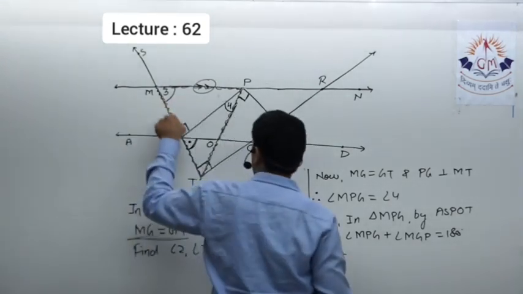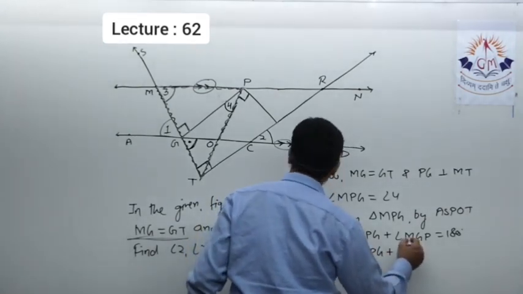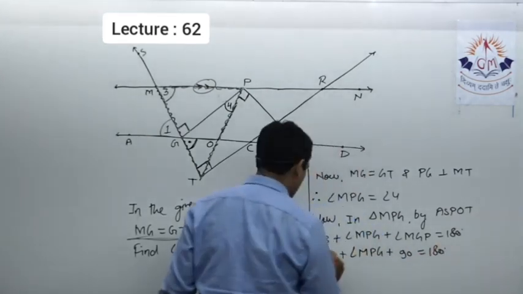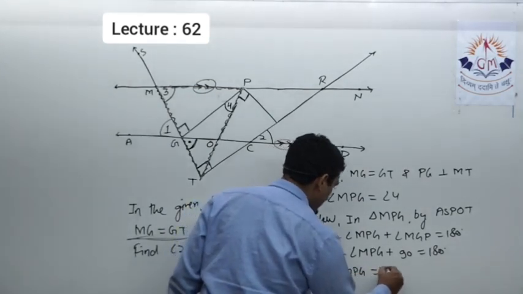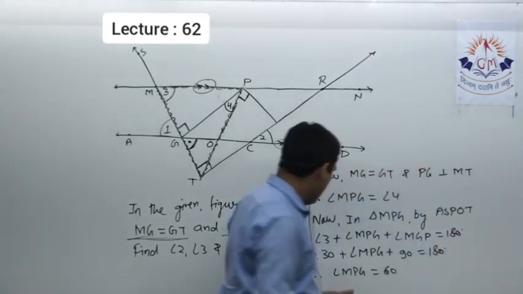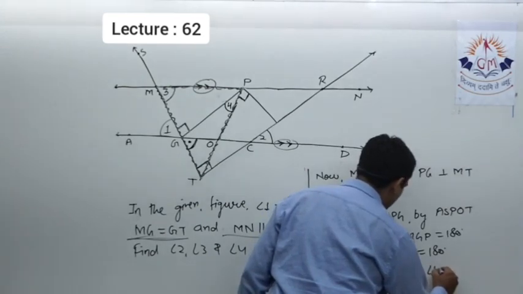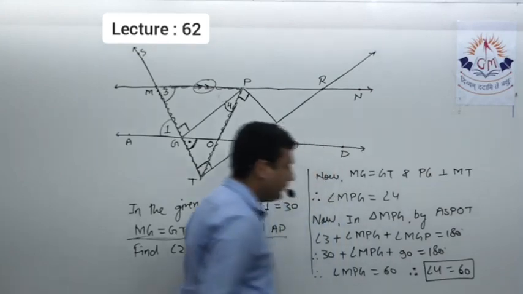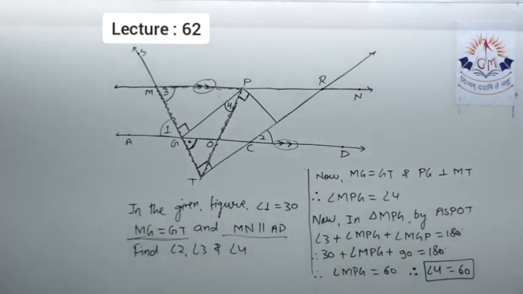Now angle MPG that we have to measure, plus angle MGP, that is 90 degrees given, is equal to 180 degrees. So this gives you the measure of angle MPG is equal to 60 degrees. As angle MPG is 60 degrees, therefore I can say angle 4 is equal to 60 degrees. So here we got the measure of angle 4 as well. So please note it down, then we'll see the next question.